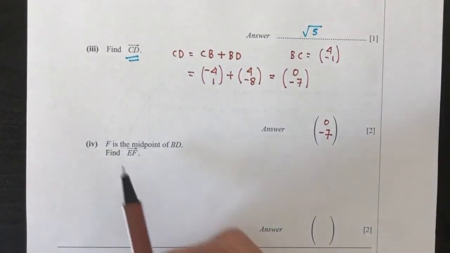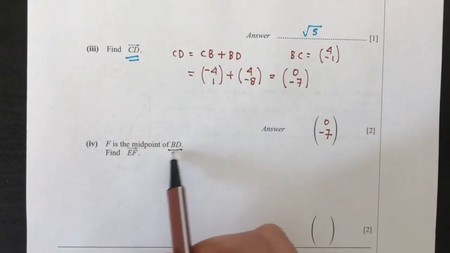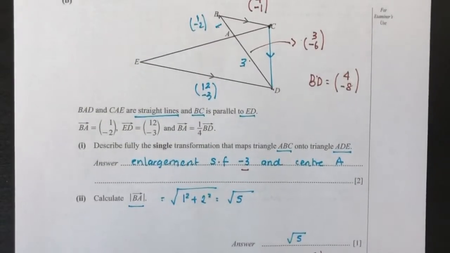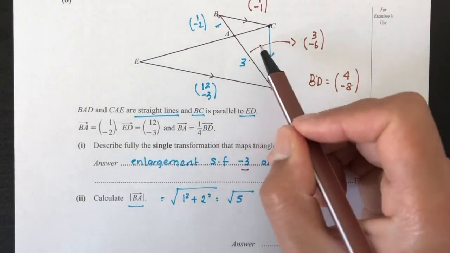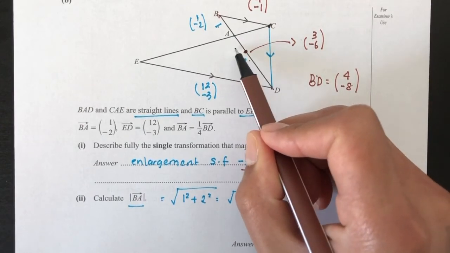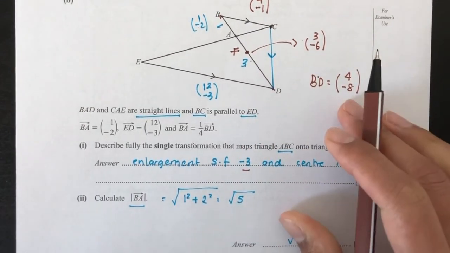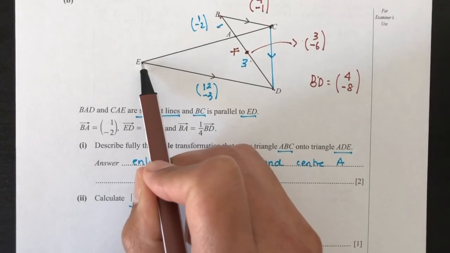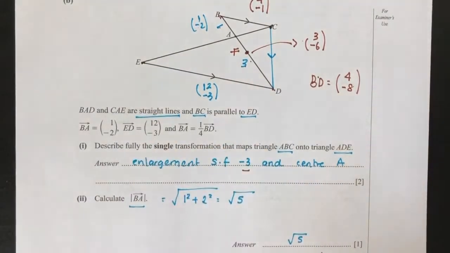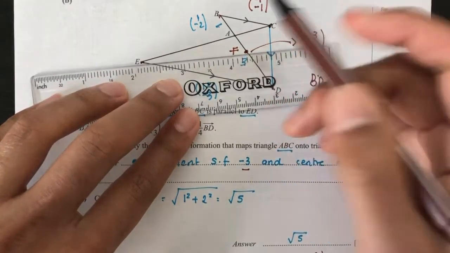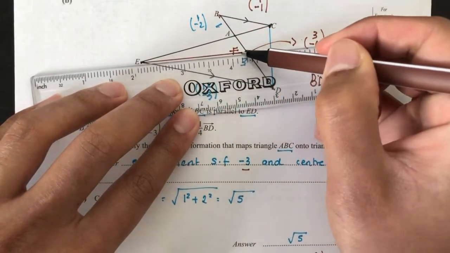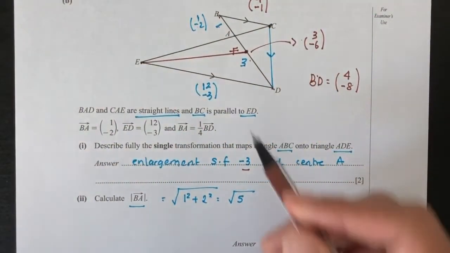And part 4 is F is the midpoint of BD. So where's BD? BD will be right here. Midpoint. We have to find EF. EF will be this one. So let's join that and see how can we find EF. So this will be this point. So EF.